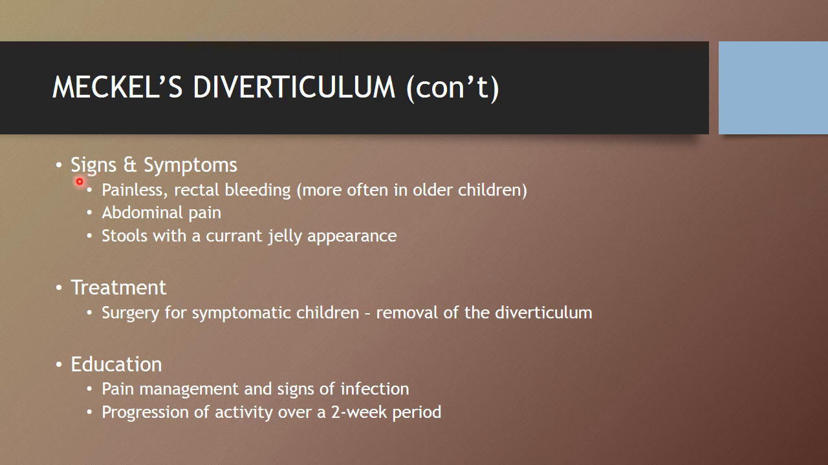What you'll see signs and symptoms wise: painless rectal bleeding. More often older kids will have this. Abdominal pain, and then stools with a currant red, jelly appearance. So those red jelly stools that we don't like to see. Treatment, surgery, if they're having symptoms, they will remove the diverticulum. Otherwise, they kind of let it be. And then education, talk about pain management and signs of infection, and then the progression of activity over a 2-week period. You don't want to let them run around too soon, too quick.